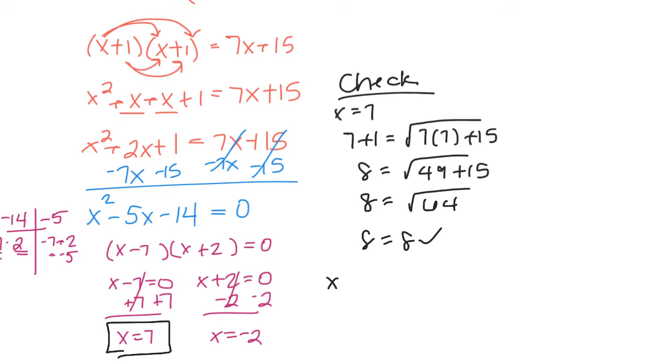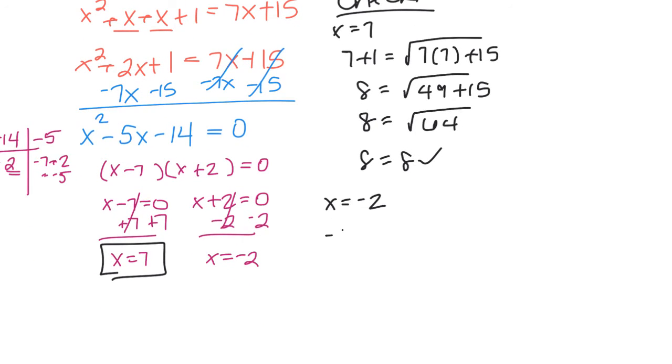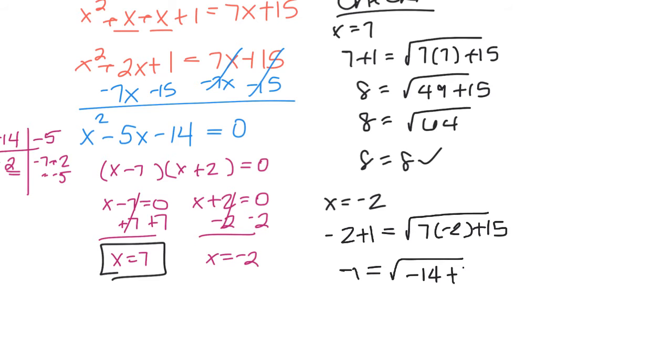Next one we're going to have to check is when x is equal to -2. So we're going to substitute this in as well. -2 plus 1 equals the square root of 7 times -2 plus 15. -2 plus 1 makes -1. 7 times -2 makes -14 plus 15. -1 equals the square root of 1. Well, the square root of 1 is a 1. So since that's not true, this is not a good solution. So the only solution you have for this example is x equals 7.